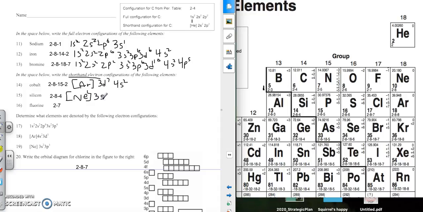So we're going to start with 3s. 2 electrons can go in the 3s, so 2 of these 4 electrons are going to go into this 3s, and the remaining 2 electrons are going to go into the 3p.